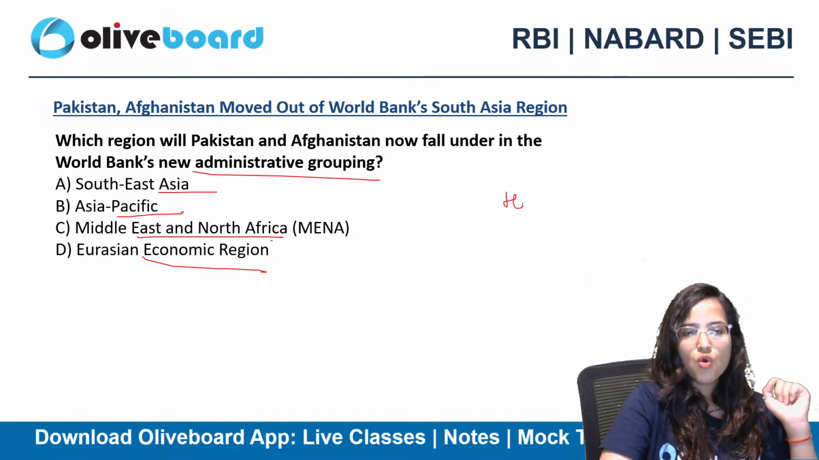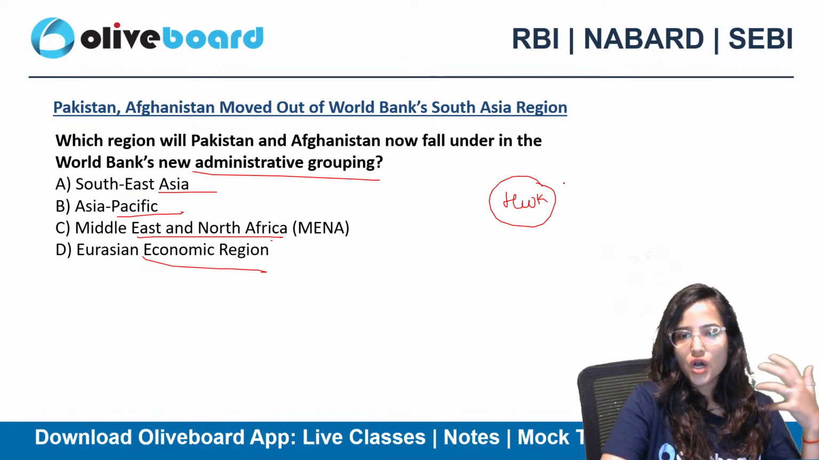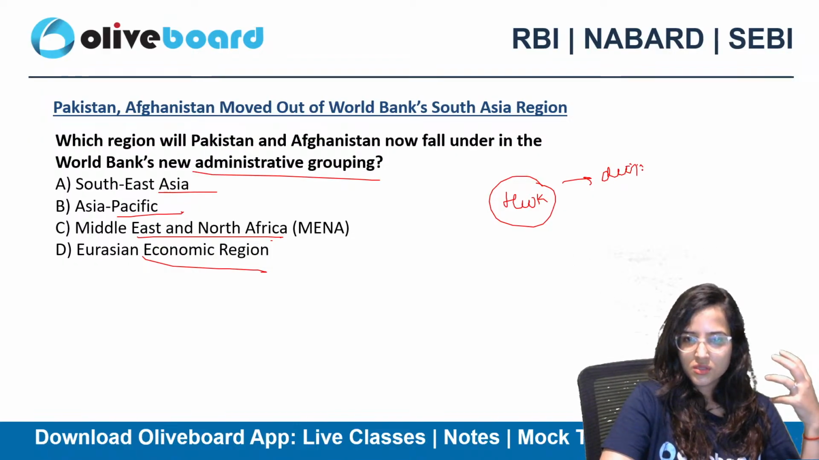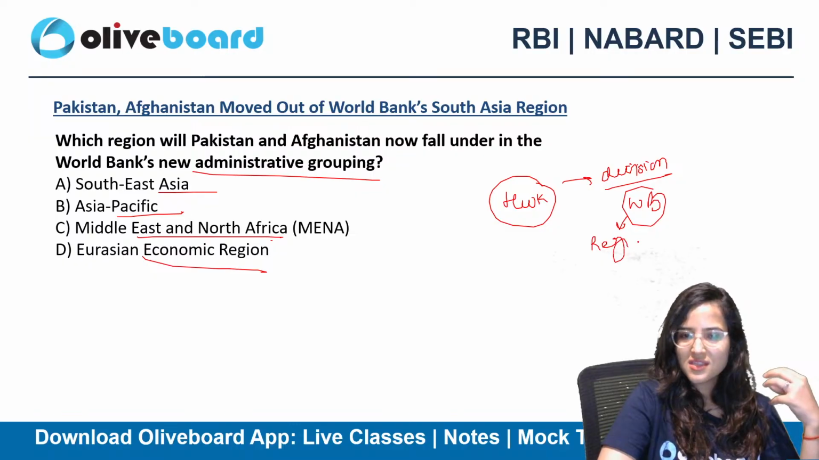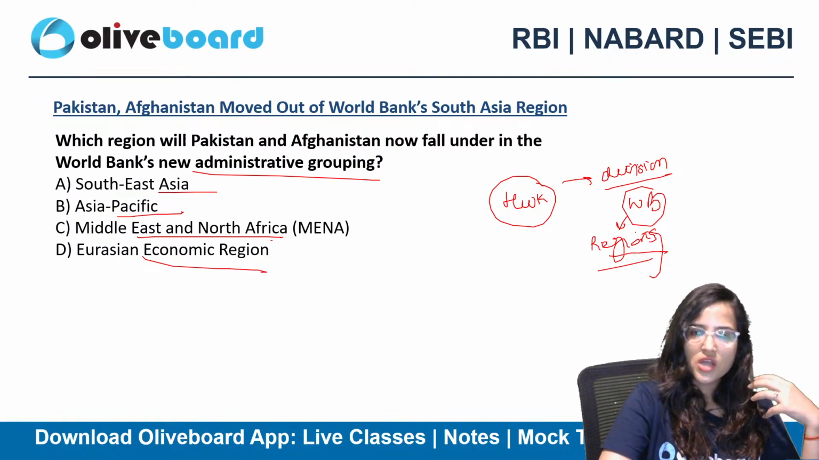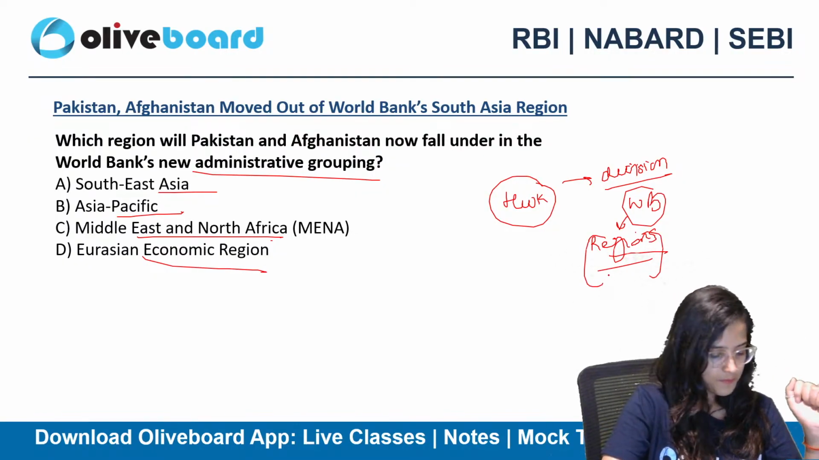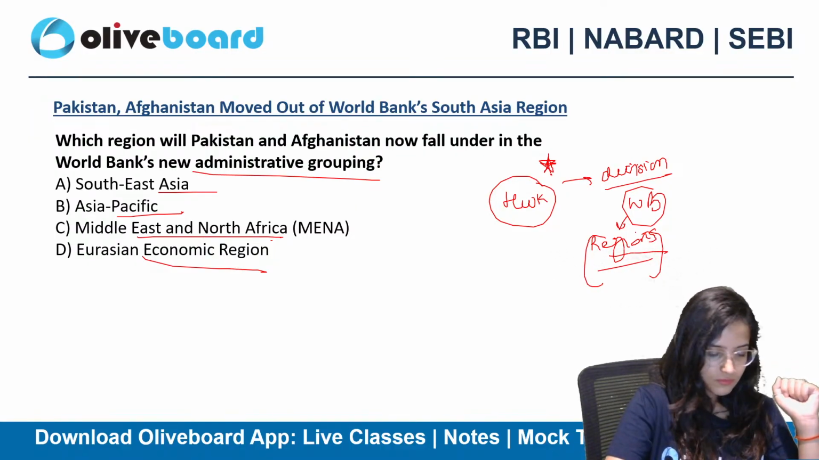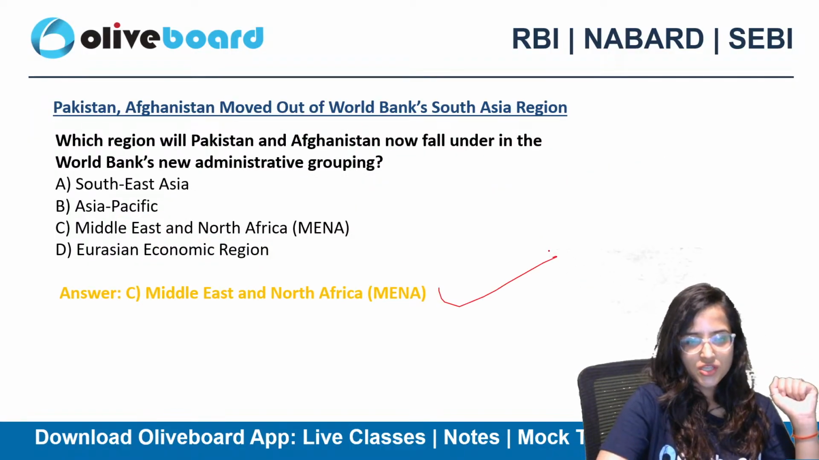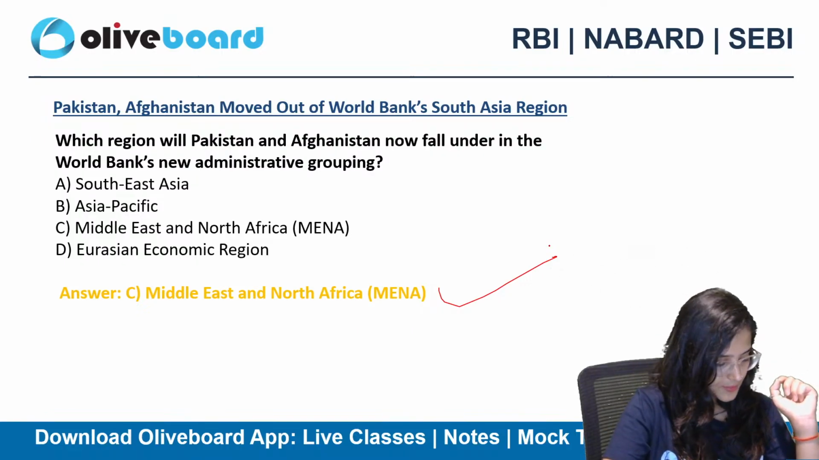Here I'm going to give you a homework. You have to look at the division which has been done by the World Bank region wise. See the different regions and which all countries are part of different regions. Okay? This is your homework. Just take a look at this. Fine? Absolutely correct, all of you. MENA region. That is absolutely correct.